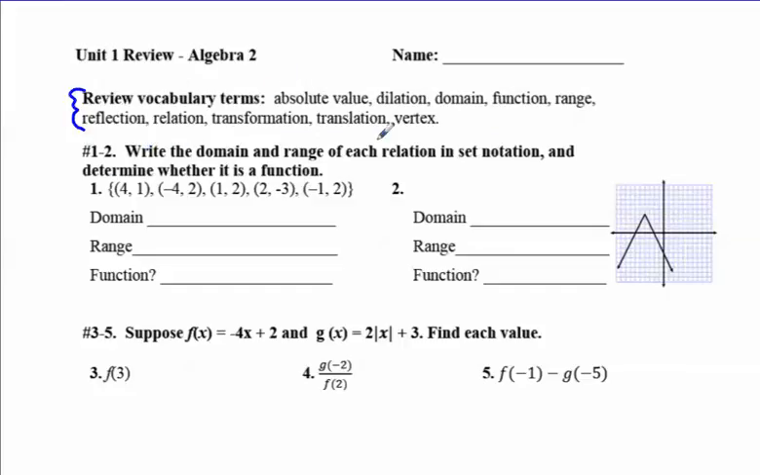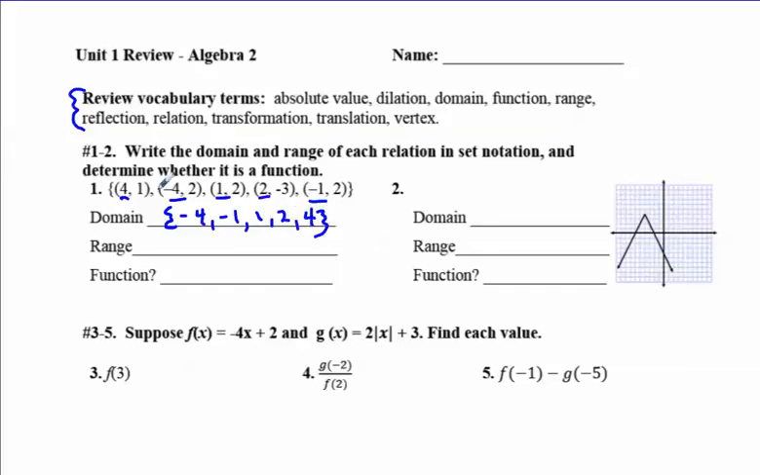Write the domain and range of each relation in set notation and determine whether it is a function. So in number 1, your domain is the list of all your inputs or your x values. So they are here. You can write them in the order that you see them, but your teacher would probably prefer that you write them in numerical order, starting with the smallest, -4, and continuing up to the largest, 1, 2, and 4.